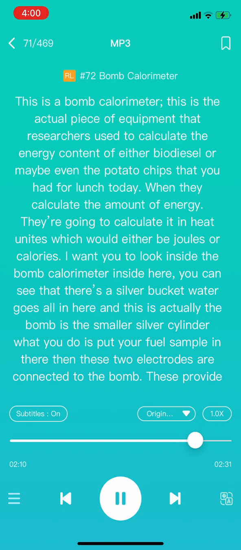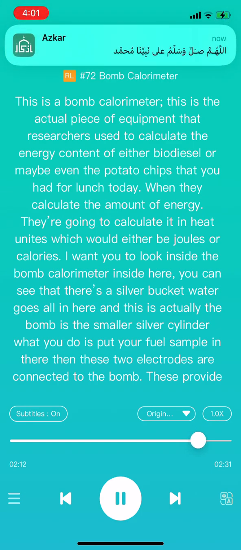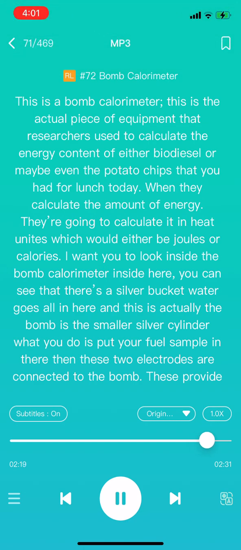So we are going to burn a sample of the biodiesel that you've prepared and get some feedback on the energy content of it. You'll be able to use this to compare it to petroleum-based fuels like octane.